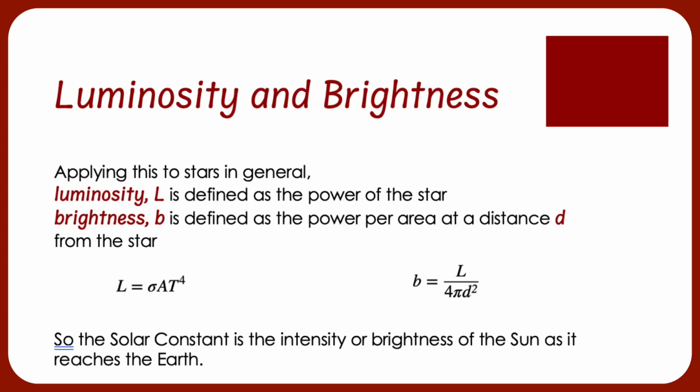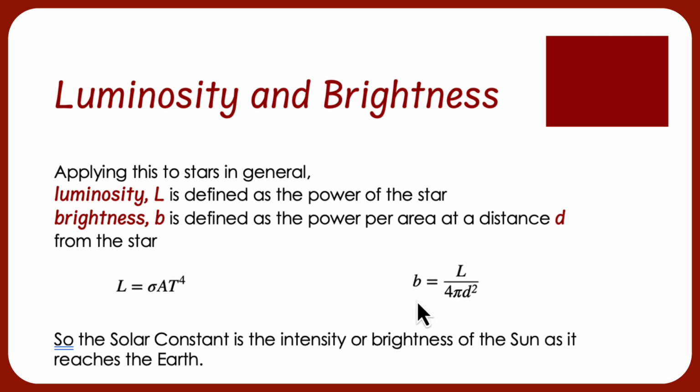So now we know about the solar constant, let's put this in context with our stars. Luminosity is the word we give to the power of the star. That intensity, or the power per area, is what we call our brightness. Now, the luminosity of a star has a relationship with its temperature. This is the Stefan-Boltzmann law, and I go through in detail about what this means in other videos.